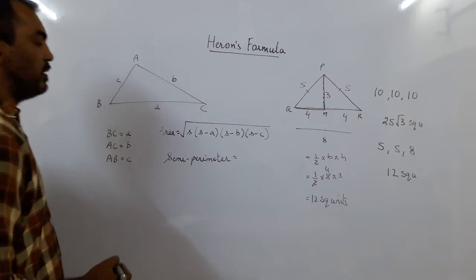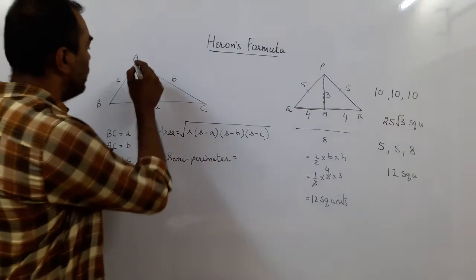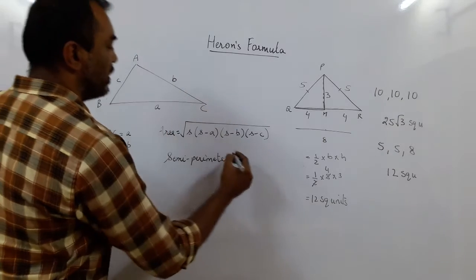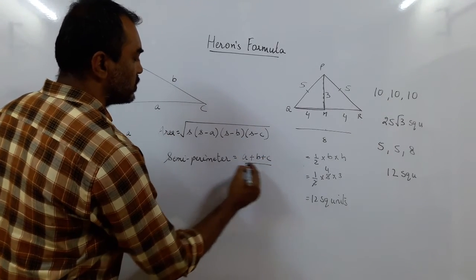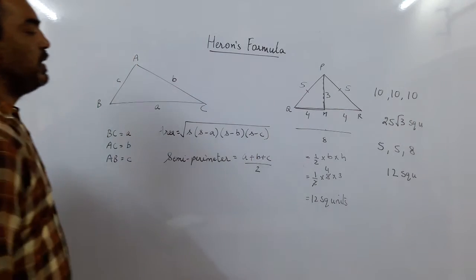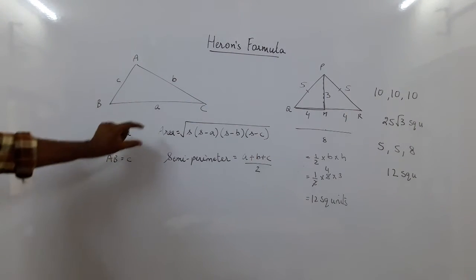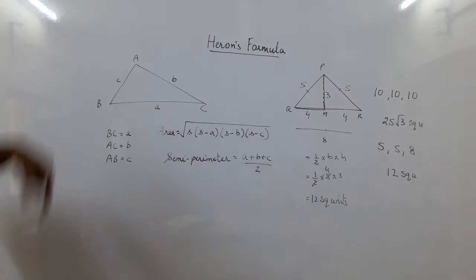It is semi-perimeter. How do you find the perimeter? Perimeter is adding the 3 sides of a triangle: A plus B plus C. So semi-perimeter is A plus B plus C upon 2. So this is the formula which Heron has given us.